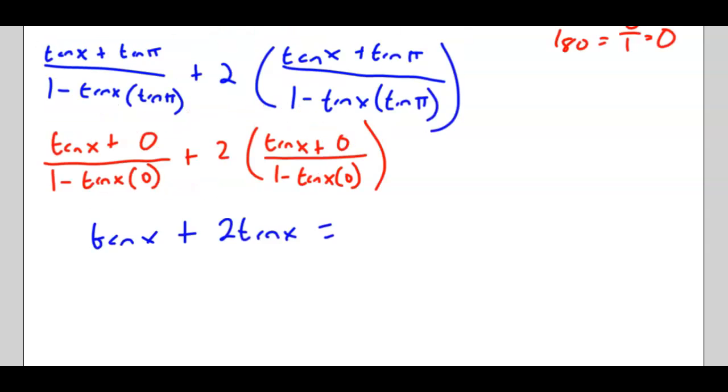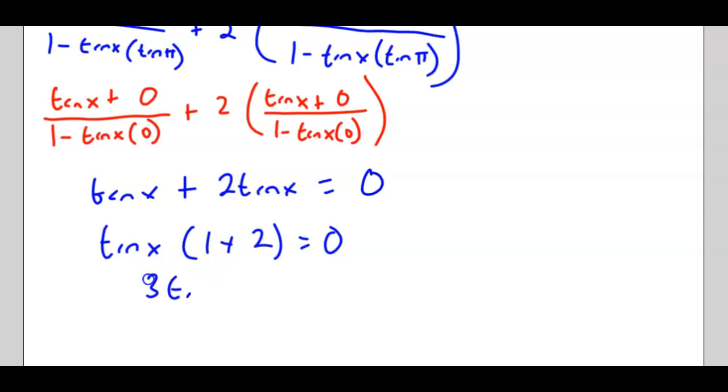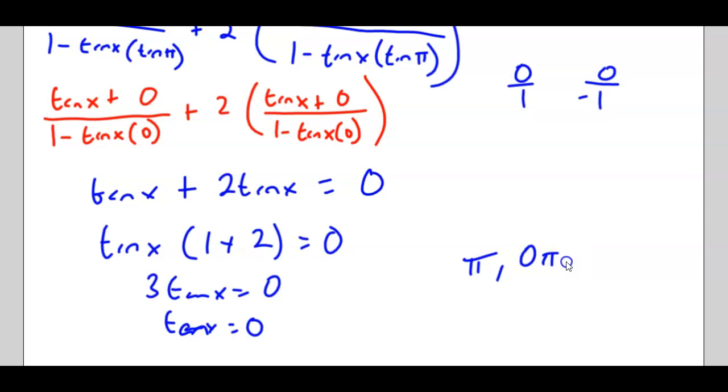And it equals, what do we say is equal, by the way? I forgot what it equals. 0, right? So now, what can we do with this? Factor out a tangent. 1 plus 2 is 3, so 3 tan X equals 0. So divide by 3, tan X equals 0. So what's the tangent of X equals 0? Slow down, think about it. It must be 0 over 1 or 0 over negative 1. So 0, pi, and 2 pi.